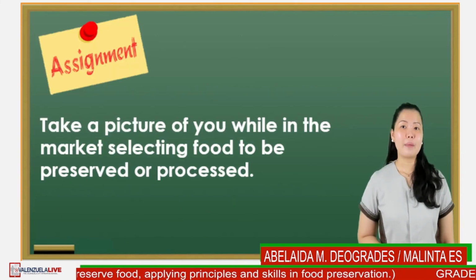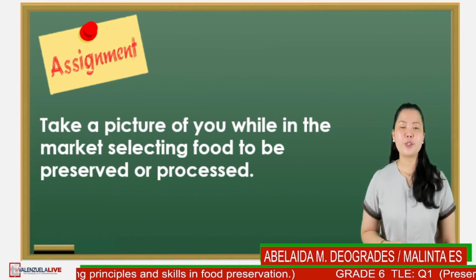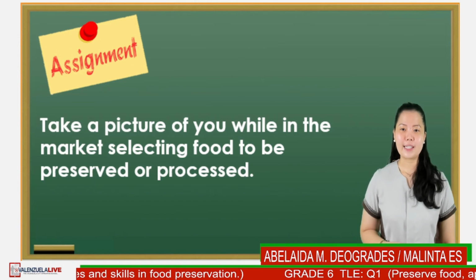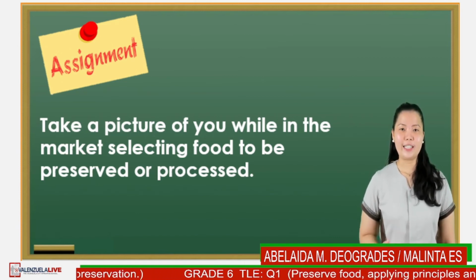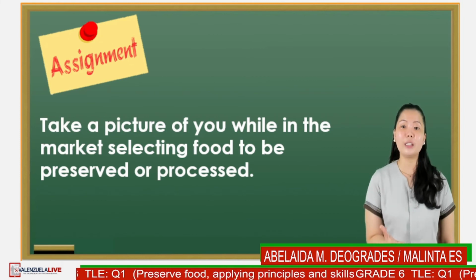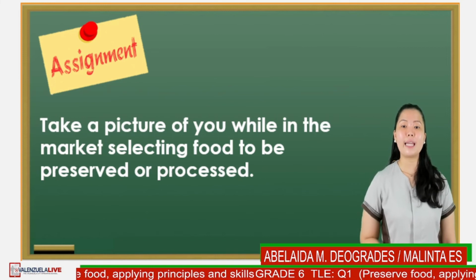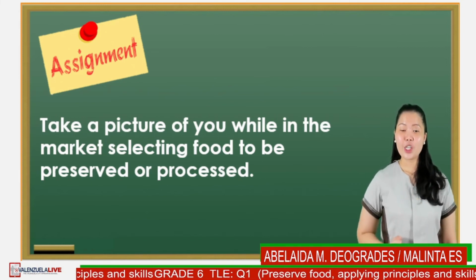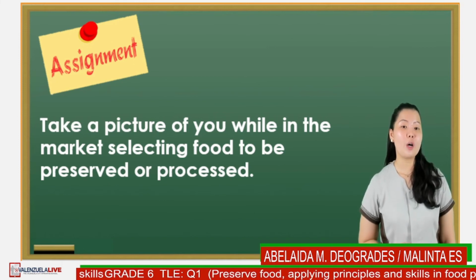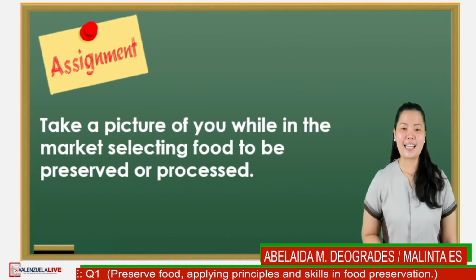For your assignment, take a picture of you while in the market selecting foods to be preserved or processed. Of course, with your parent or guardian. But if you are not allowed, you can do the task from raw materials bought by your parent from the market. Your subject teacher will check your assignment tomorrow on your class discussion. So, don't miss the class.